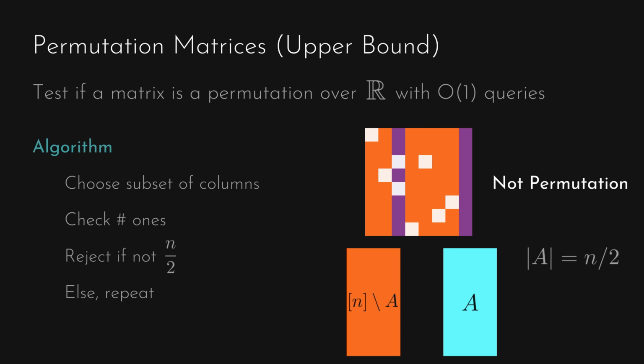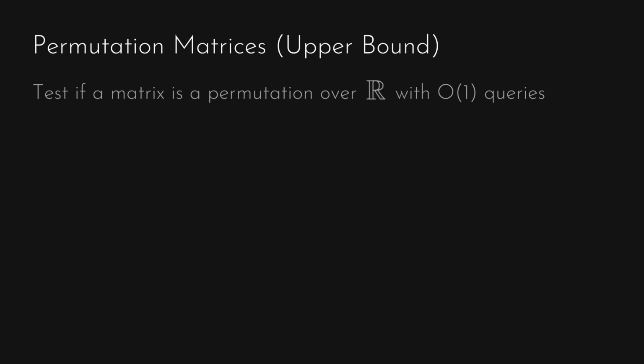On the other hand, if it is a permutation, then the counts will always be n over 2, so we have a one-sided tester, and we can increase the success probability by using a large constant number of queries. And that's it. Stepping back a second, let me mention 3 things.